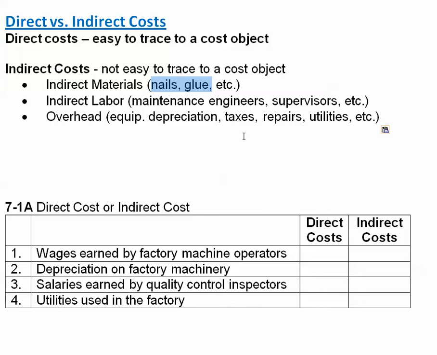Okay, I hope you had time to get your answers. Let's compare. Wages earned by factory machine operators. Those machine operators, if they are working with just one product, it's easy to trace their time right to a product. That is not the case with the depreciation on a factory machine, because again, that's the cost of the machine that is benefiting, say, many different products. So how much of the machine's use should you allocate to this one particular cost object versus another?